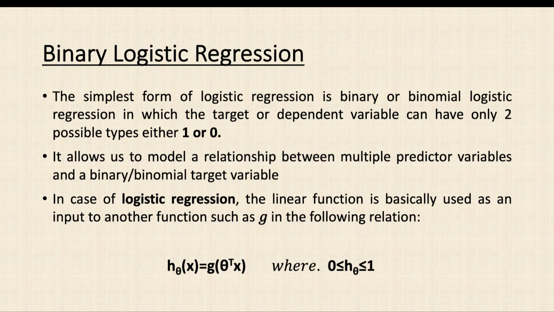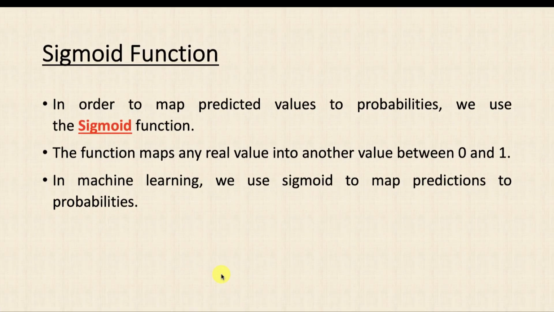Suppose in case of logistic regression, the linear function is basically used as an input to another function such as g. So the following relation will be there: h of theta of x is equal to g of theta transpose x, where 0 is less than or equal to h of theta, which is less than or equal to 1. So this is the basic function, right? Now, what is the meaning of the sigmoid function? Don't worry about that. We'll see one wonderful example with the use of logistic regression in my next video, so you will get the idea how you can solve it.